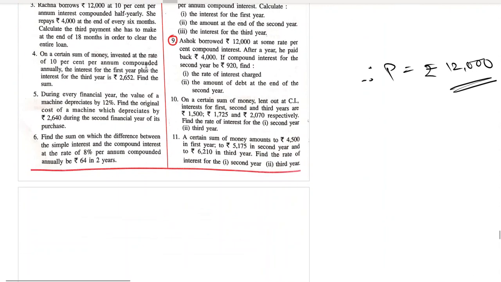Question number 9. Ashok borrowed rupees 12,000 at some rate percent compound interest. After a year, he paid back rupees 4,000. If the compound interest for the second year be 920, find the rate of interest charged.